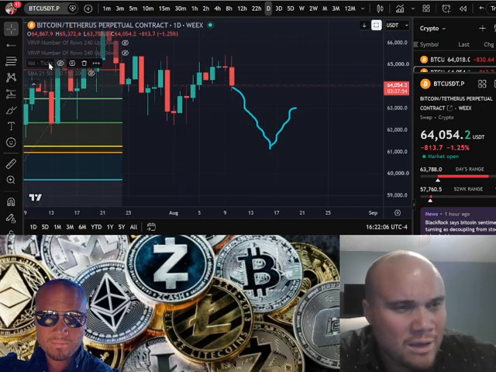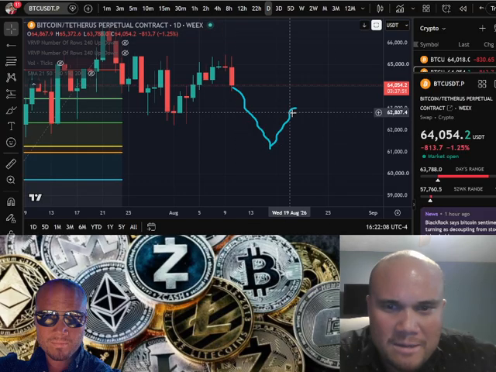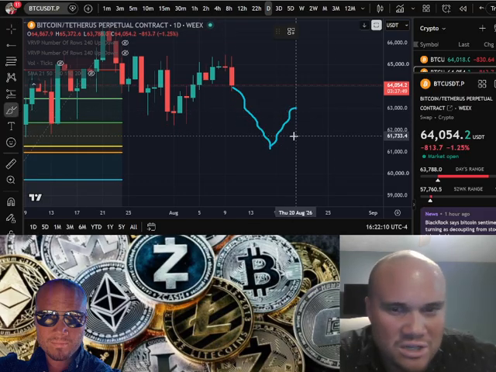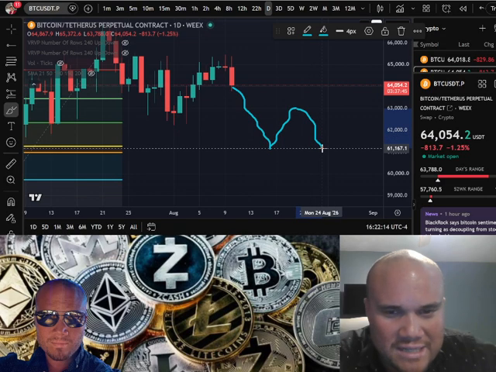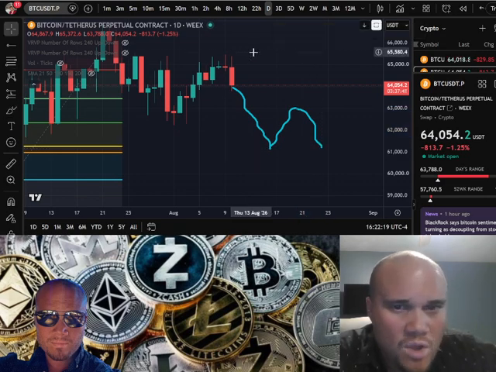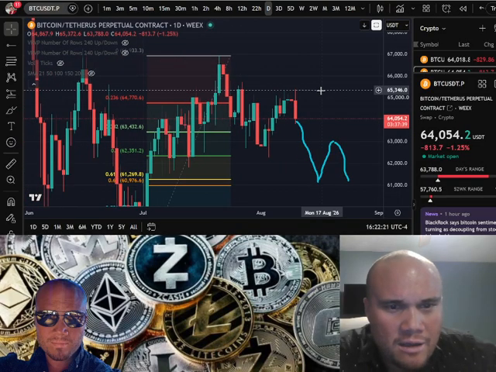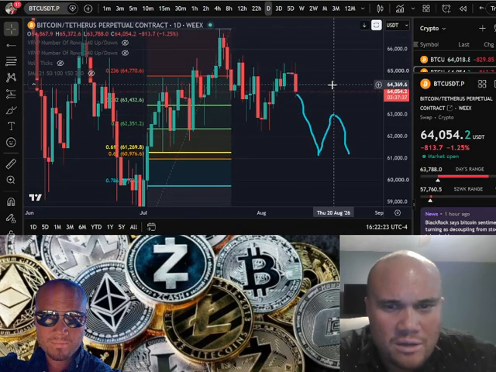We can only come up with probabilities here, okay? But we might actually launch up and make another lower high here before coming back down and revisiting that 618 golden pocket one more time, okay? All right, so that's Fibonacci retracement, okay?